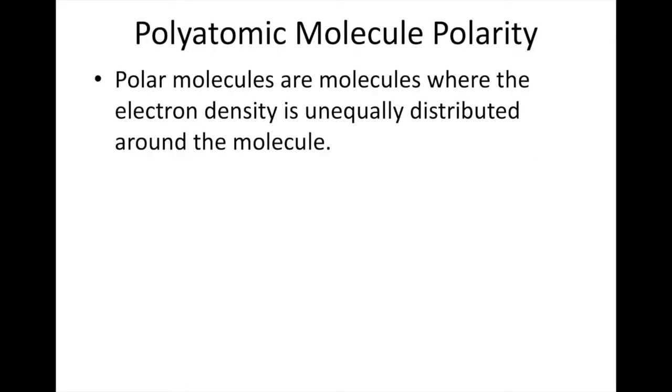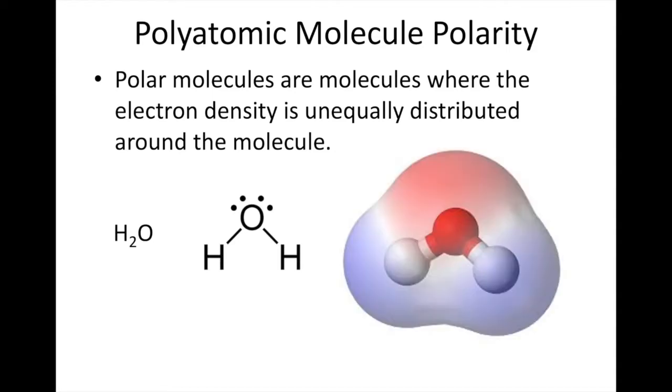In this video, we're going to look at how to determine the polarity of molecules with more than one atom. So polar molecules are molecules where the electron density is unequally distributed around the molecule. If we look at water, which has a bent shape, we can see that the electron density is higher here in the red region around the oxygen, and we have less electron density around our hydrogen. So because we have an unequal distribution of our electrons, it sets up a partially negative and partially positive region, giving us a polar molecule.